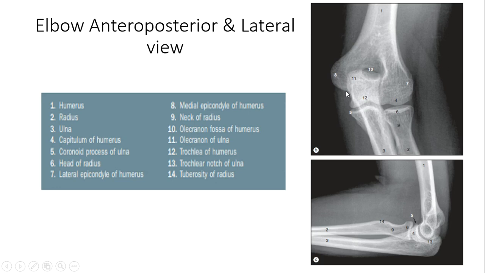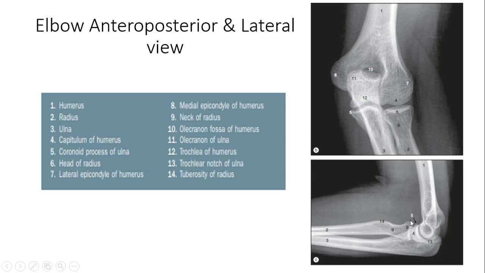On the medial side is the ulna, and this process of the ulna, which in AP view is like this bony portion, and laterally you can see it more clearly, is called the olecranon process of the ulna. And anteriorly there is a bony projection of the articular surface. This is called the coronoid process, and this is the articular surface of the ulna which articulates with the trochlea of the humerus.